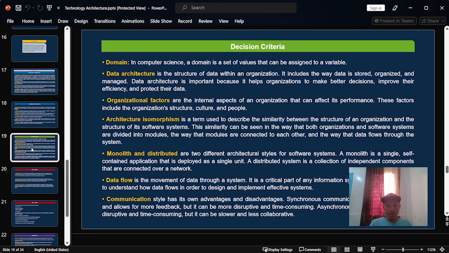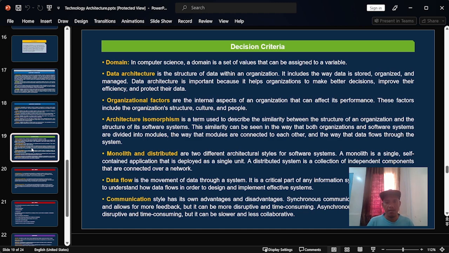So this one. Domain in computer science is a set of values that can be assigned to a variable. Data architecture is the structure of data within an organization that includes the way data is stored. So the structure of the data, how they are stored in an organized manner. The data architecture is important because it helps organizations to make better decisions, improve their efficiency, and protect their data.